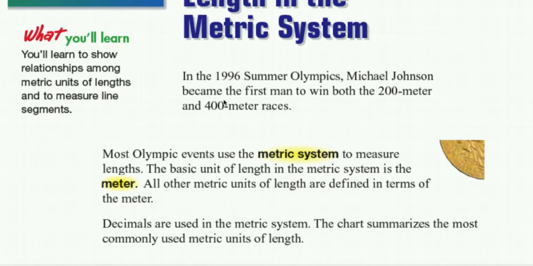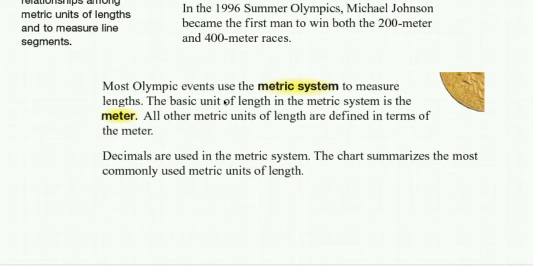In the 1996 Summer Olympics, Michael Johnson became the first man to win both the 200-meter and 400-meter races. Most Olympic events use the metric system. Everybody else uses the metric system, except for, of course, our country.